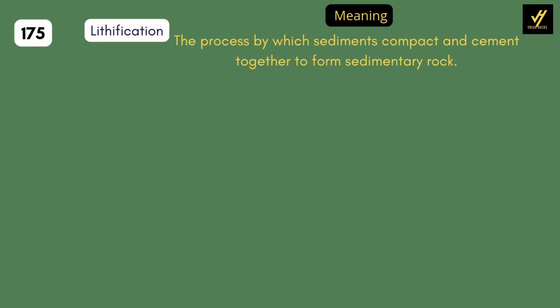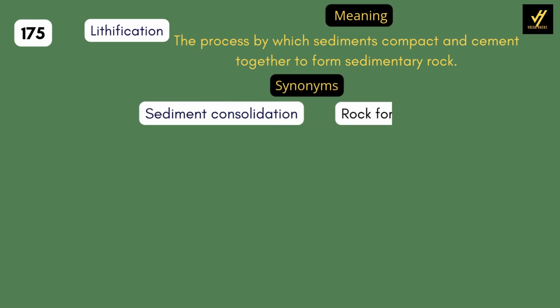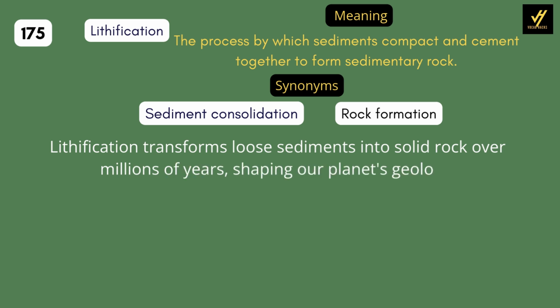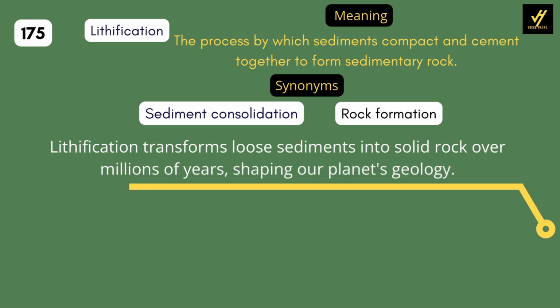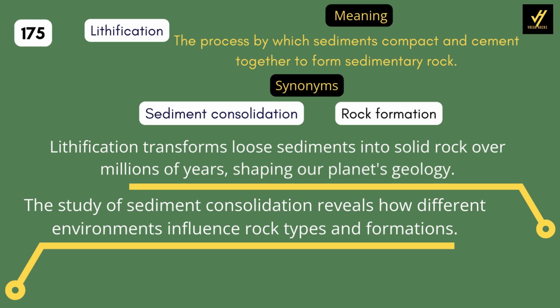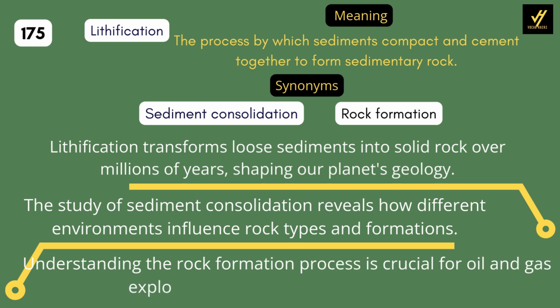Lithification, the process by which sediments compact and cement together to form sedimentary rock. Sediment consolidation, rock formation. Lithification transforms loose sediments into solid rock over millions of years, shaping our planet's geology. The study of sediment consolidation reveals how different environments influence rock types and formations. Understanding the rock formation process is crucial for oil and gas exploration and environmental geology.